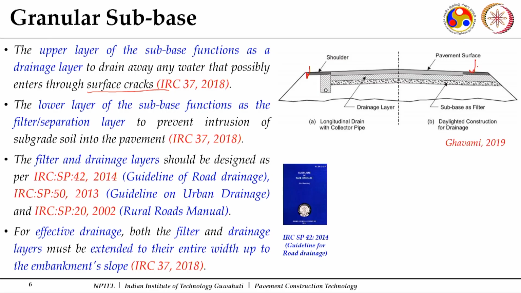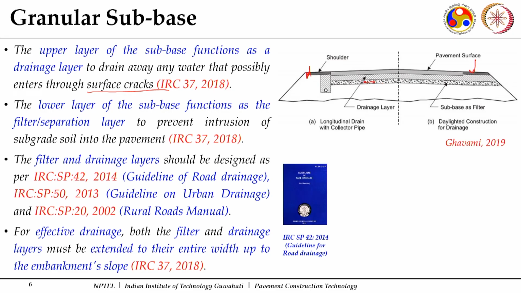So, water may enter from your earthen shoulders also if they are not constructed well enough, or there may be a high water table. Usually, we always say that the bottom of your subgrade should be at least 1.5 meter above your high flood level. But in certain cases, if there are chances of water intrusion, then this subbase course should allow the water to move out of your pavement course.